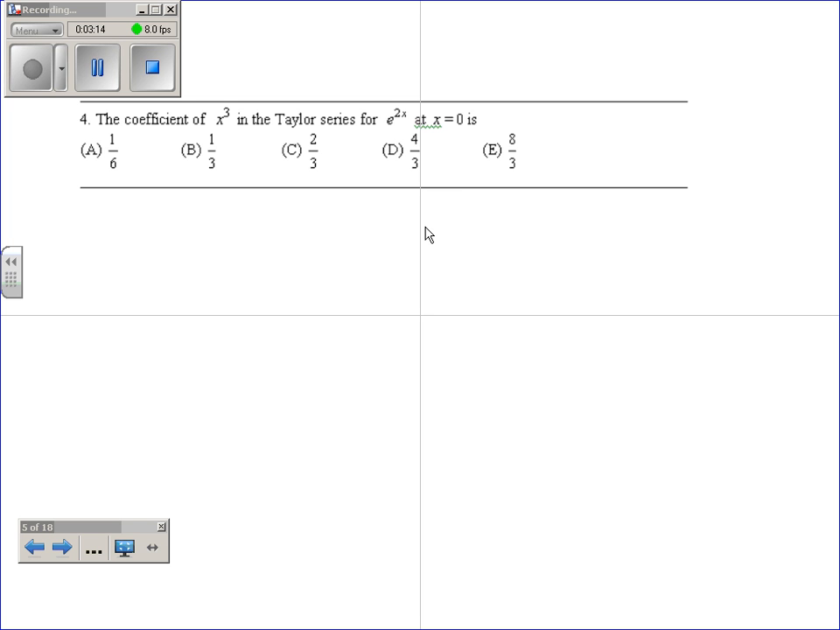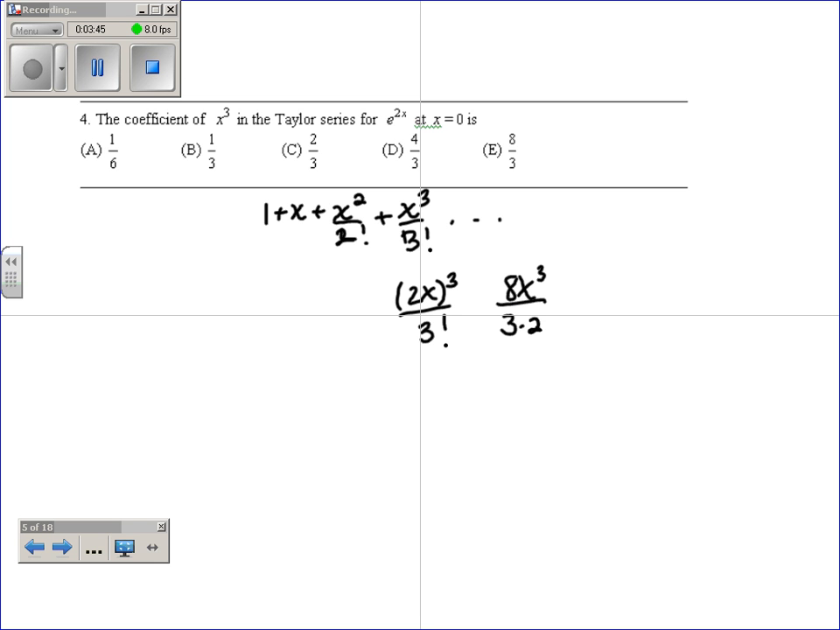Alright, so the coefficient of x cubed. So we know the Taylor series for e to the x, we have 1 plus x plus x squared over 2 factorial plus x cubed over 3 factorial, etc. And so if 2x is substituted in, we have 2 cubed is 8. 8x cubed over 3 times 2, so that's 4/3.